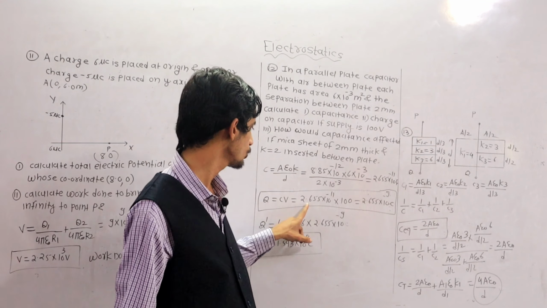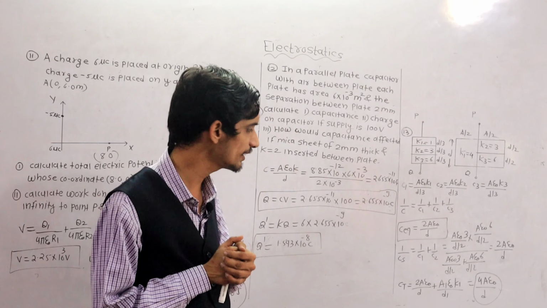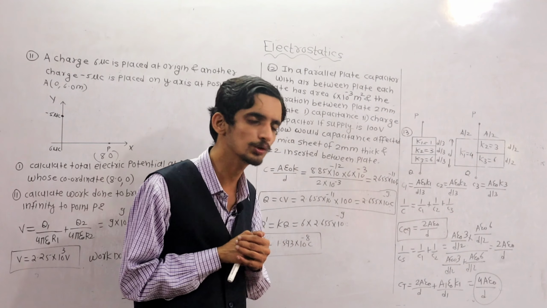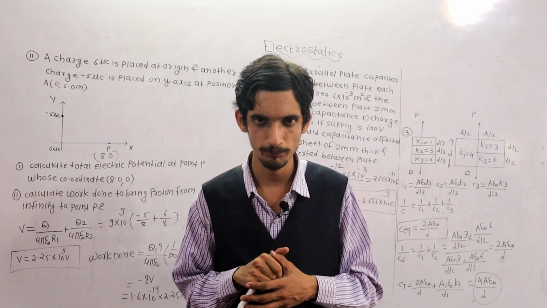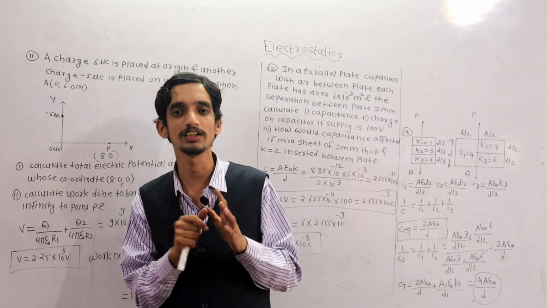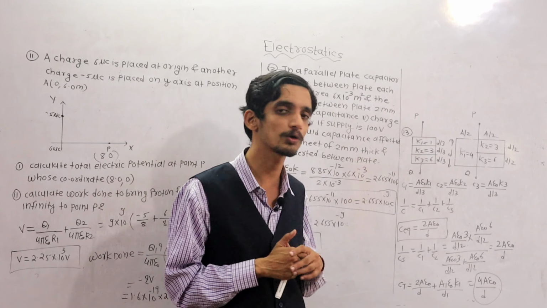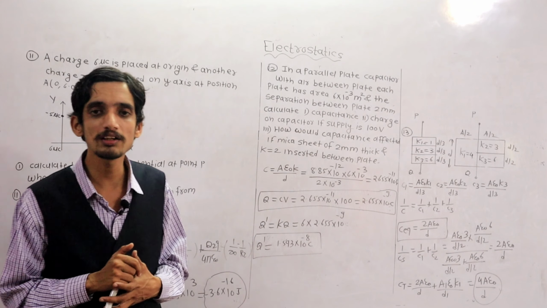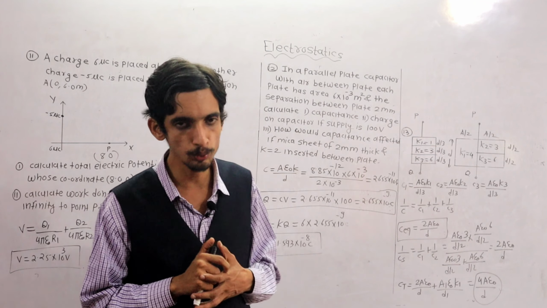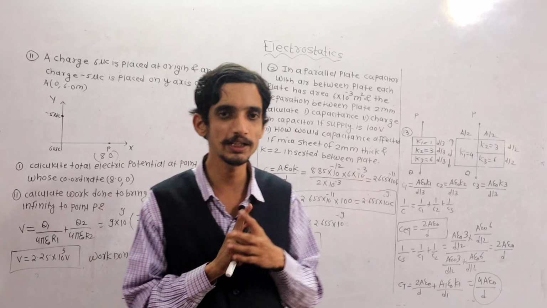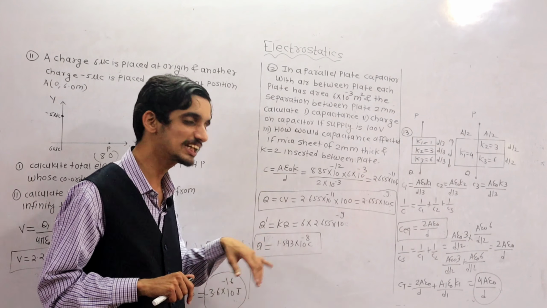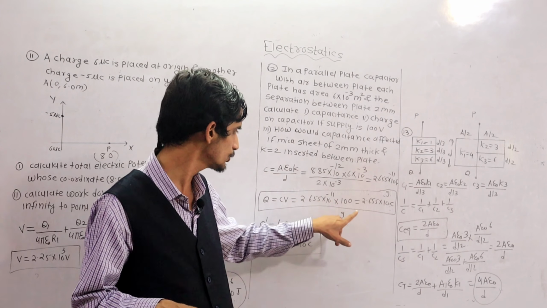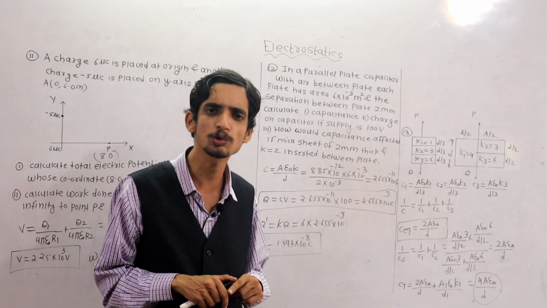So Q is equal to C times V. What is the value of C? 2.655 into 10 raised to minus 11 into V is 100. So this is 2.655 into 10 raised to minus 9 coulombs, because Q is equal to C times V and C is equal to A epsilon naught K by D. Now the new charge, if we insert the dielectric with K equal to 2 and thickness 2 mm between the plates, is Q dash, which is actually K times Q. Okay, now K is actually 6 into original Q is 2.655 into 10 raised to minus 9.